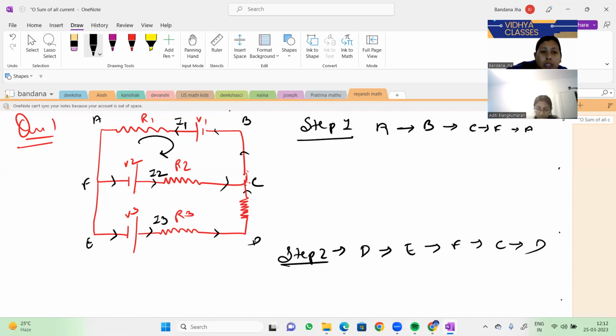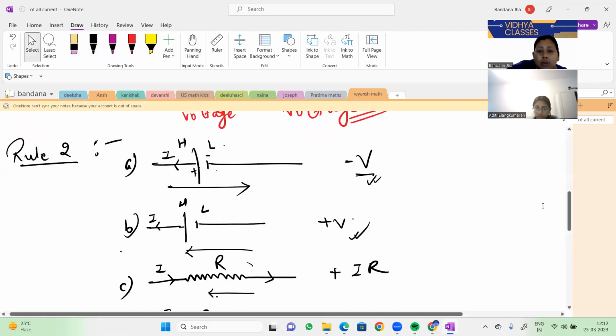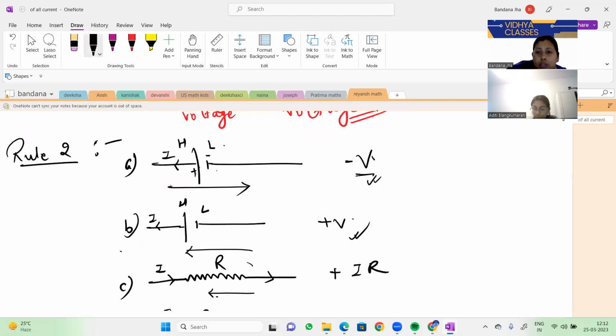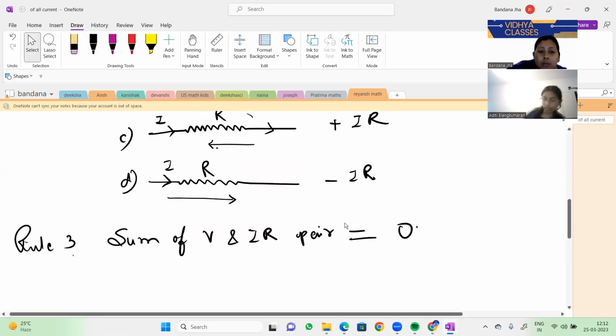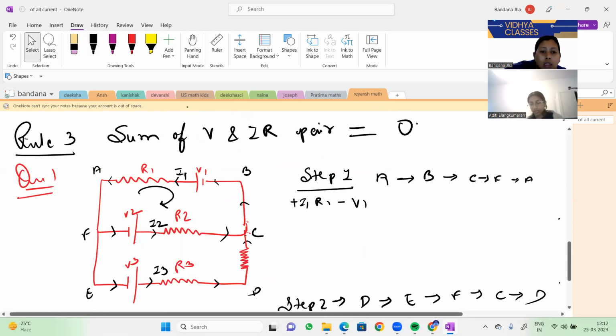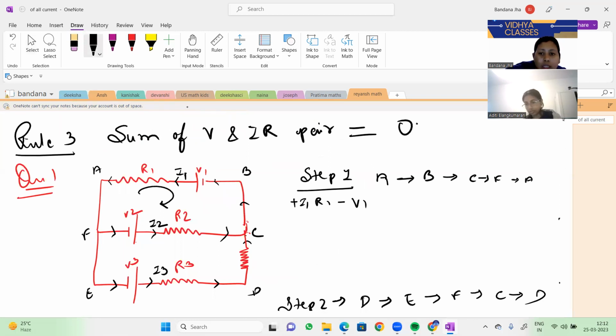So here in AB, current is going in this direction. We are going against the direction of the current, so obviously it will become what? Positive I1 R1, right? We are going from high to low. High to low means what? Negative V1, you can see above. High to low is negative, correct?